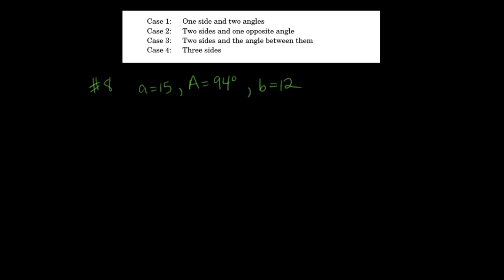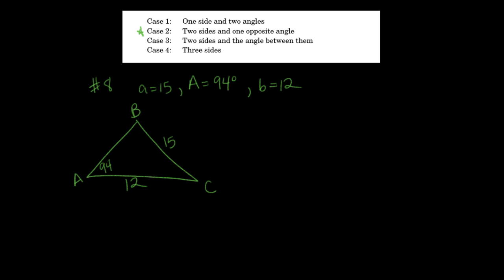Okay, so now we're going to look at case 2. When you have two sides and one of those sides has to be opposite a given angle. So draw your triangle ABC. You know that this side is 15 because that's opposite angle A. Angle A is 94. Side B is 12. And that's all that we're given, so that's all that we have to work with.